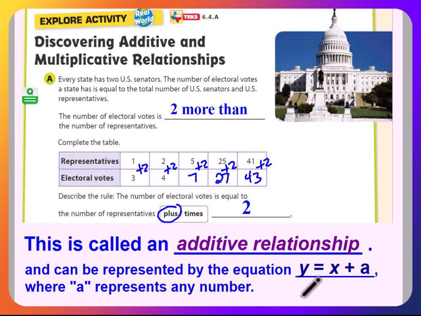Figure out the dependent. In this case, this is additive. We're going to add a number to x. And that number that we add, we use a to represent that. And remember, any number is called a constant, right? So we're adding a constant to x. We just use a to represent the constant. So if you're going to write an additive relationship, you're going to use y equals x plus a.